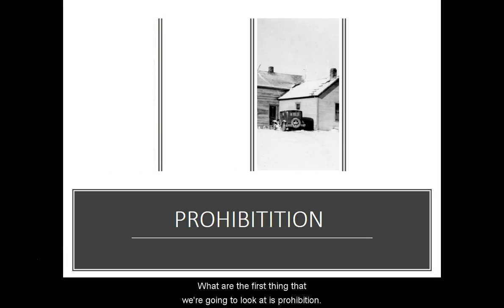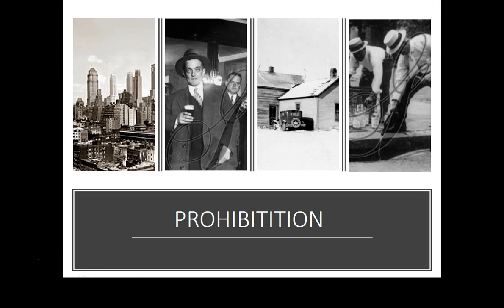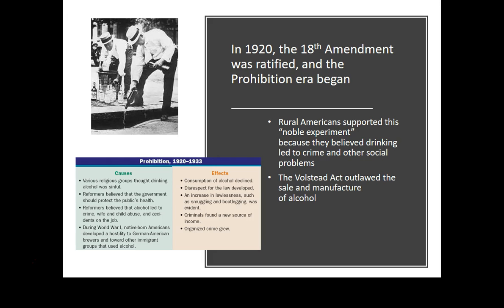One of the first things that we're going to look at is prohibition. Prohibition is the ban on sale and manufacture of alcohol. In the year 1920, the 18th Amendment was ratified, meaning that it had been added to the Constitution, and all of the states, or a majority of the states, agreed that they would also ban alcohol. This is the beginning of the Prohibition era.